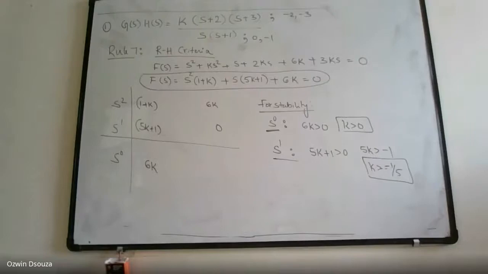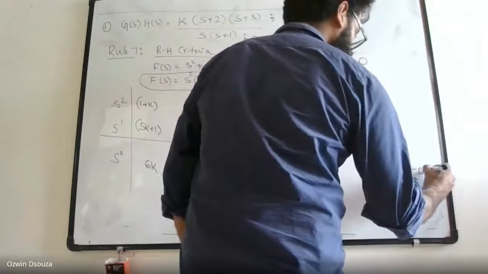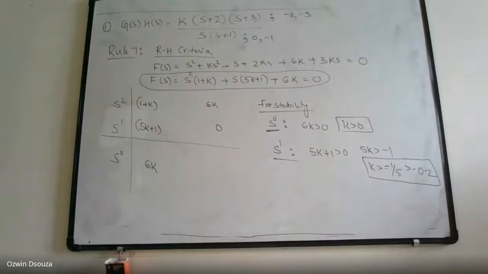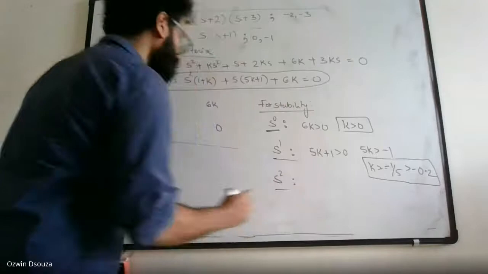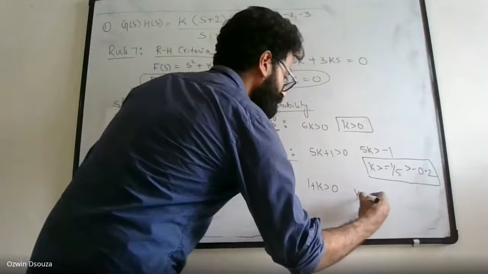So minus 1 by 5 is minus 0.2. And also from the s square row, you get 1 plus k should be greater than 0, or k should be greater than minus 1.